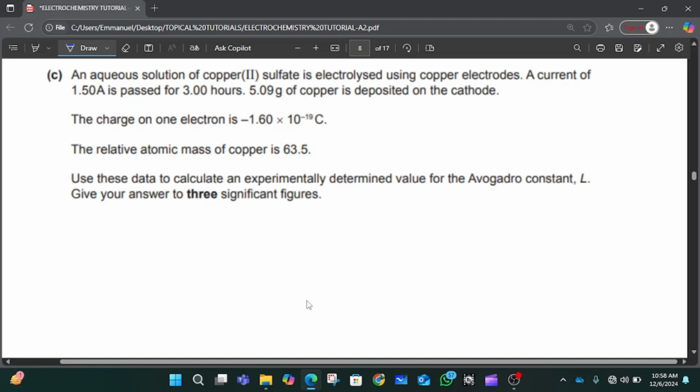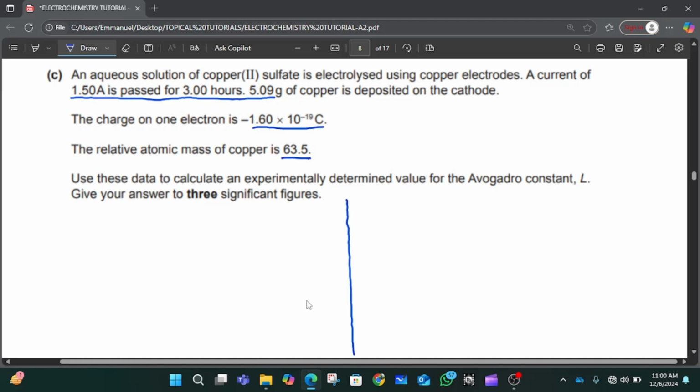5.09 grams of copper is deposited on the cathode. The charge on one electron is negative 1.60 times 10 to the power minus 19 coulombs. The relative atomic mass of copper is 63.5. Use this data to calculate an experimentally determined value for the Avogadro constant, L. Give your answer to 3 significant figures.